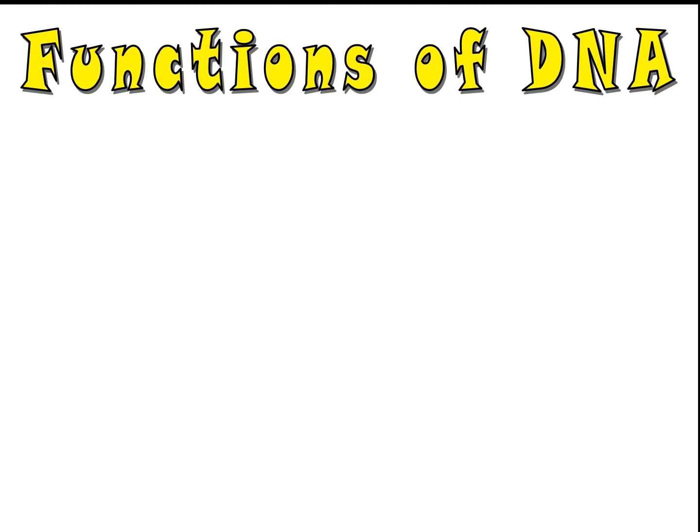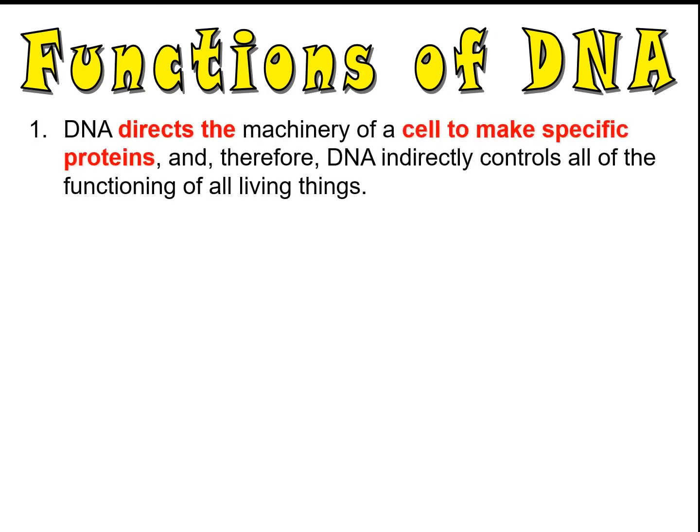The DNA functions. Number one, DNA directs the machinery of a cell to make specific proteins, and therefore DNA indirectly controls all of the functioning of all living things. Now, you have to take note, class, that all living things require proteins for their normal functions. Since DNA directs the machinery for the synthesis of specific proteins, therefore DNA controls indirectly all the functions of all living things.